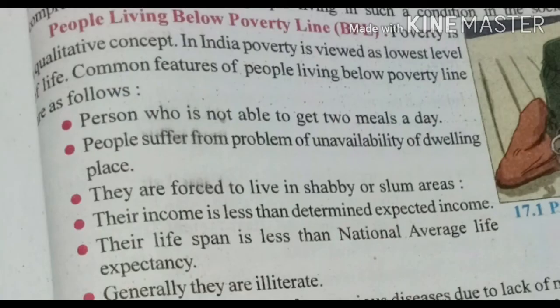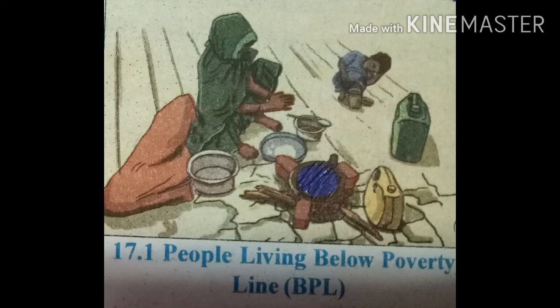The common features of people living below poverty line are as follows. People are not able to get 2 meals a day. Non-availability of adequate place of dwelling or house, and as such forced to live in slum areas. Income is not sufficient to meet the required expenditure. Mostly they are illiterate. Lifespan below the national average.